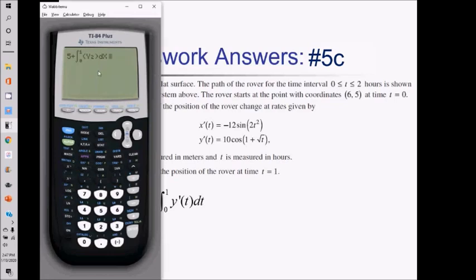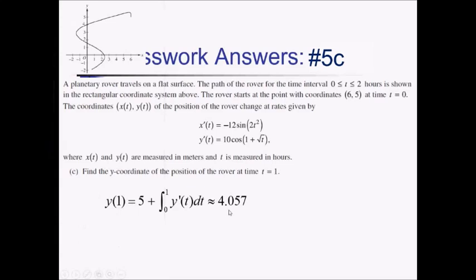So on the calculator, remember I've got y prime stored as my y2, so just 5 plus the integral of that from 0 to 1. And that comes out to 4.057 in units of meters because this is a position distance kind of problem.